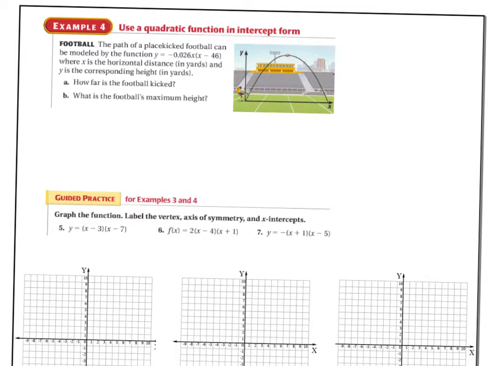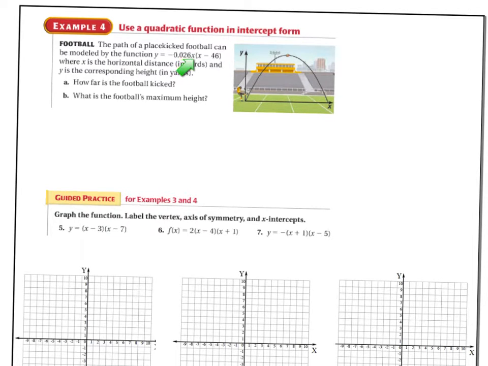Here's a word problem using the quadratic function in intercept form. It says the path of a place-kicked football can be modeled by the function you see there, where x is the horizontal distance in yards and y is the corresponding height in yards. The question is, how far is the football kicked? We are looking for this distance here. It's a horizontal distance. And so we need to use this equation and find our intercepts.